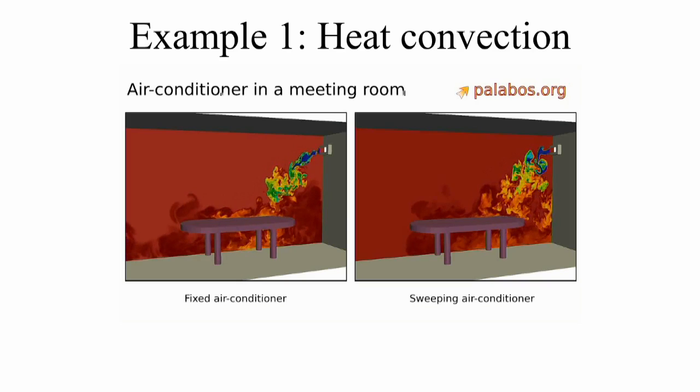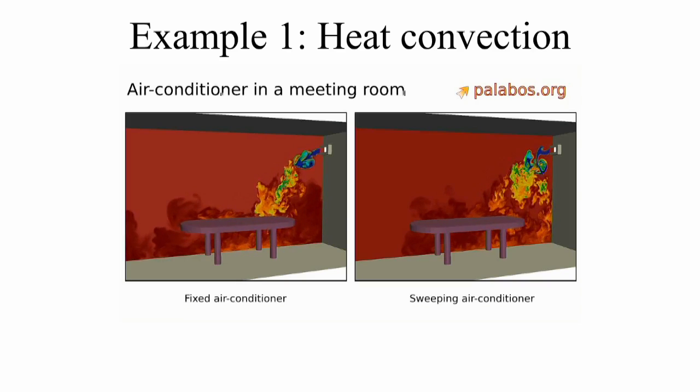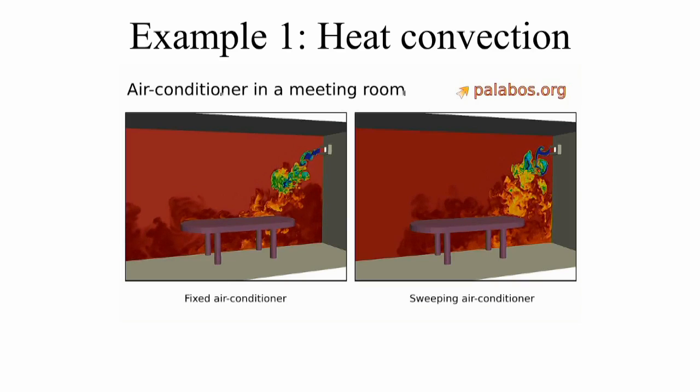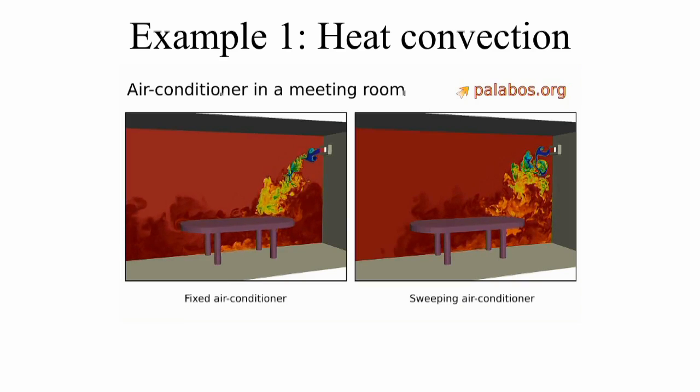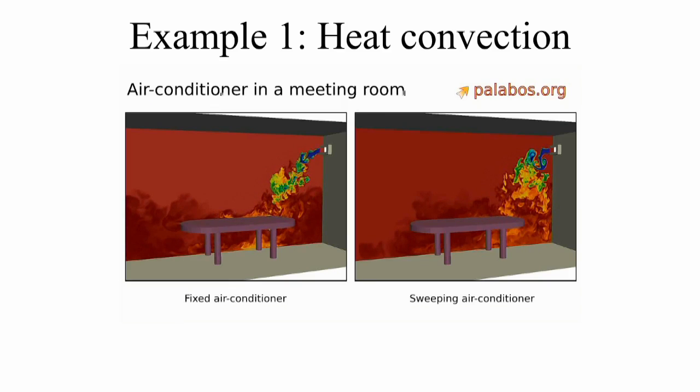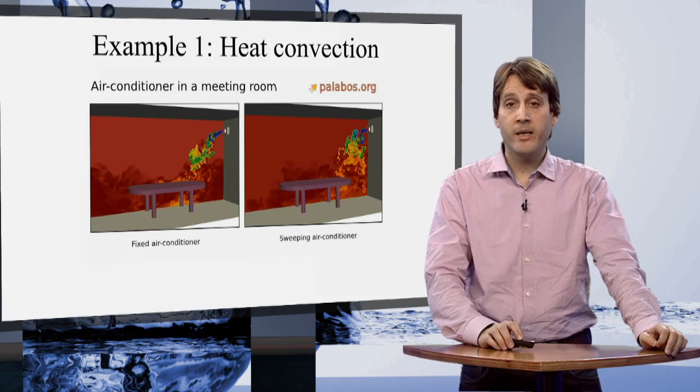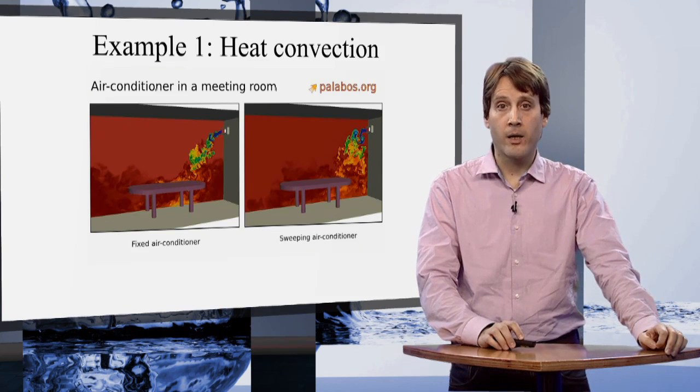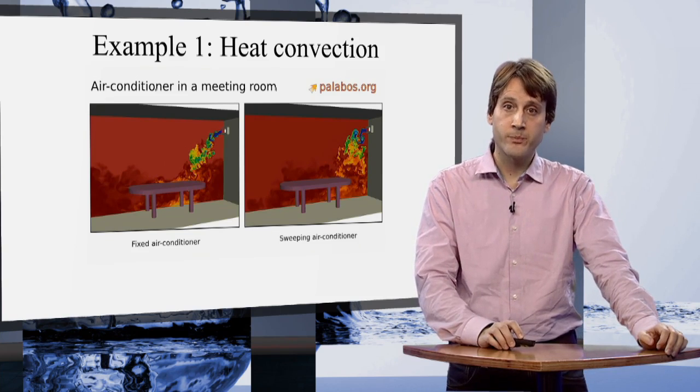This seems like a trivial statement because everyone knows that sweeping air conditioners are more efficient. But the take-home message here is that with computer simulation, you can find out where and how to place heating and cooling systems in a building or in a room without having to actually try it out.